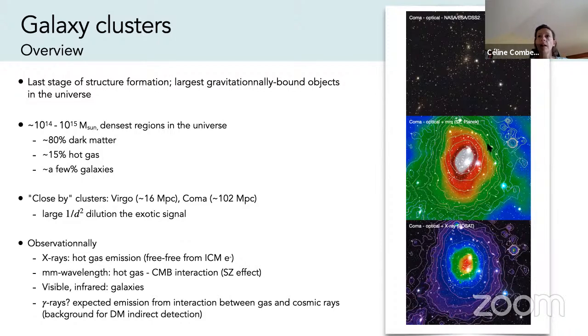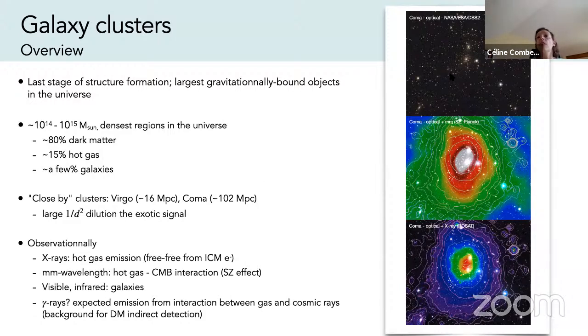And these are all different ways we have to trace the mass in those systems. So this is very interesting. In X-ray, what you're seeing is the hot gas emission, the free-free emission from the intra-cluster electrons. At millimeter wavelengths with Planck, what you're seeing is that when a CMB photon crosses a galaxy cluster, it is upscattered by interacting with the hot gas, and it is distorting the CMB spectrum in that location. This is what we call the SZ effect, and this is something that can be measured.